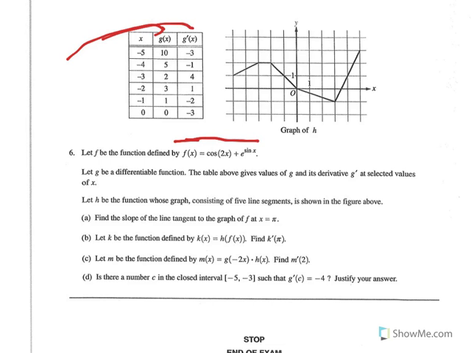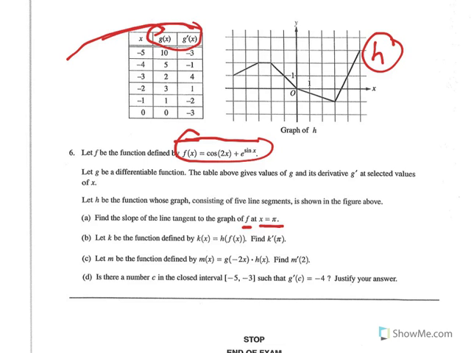And then there's another separate graph for h. So there's 3 functions involved here, and they're trying to keep you guessing. This function is h, this function is g, and this function is f. Okay, it says, let h be the graph. Find the slope of the line tangent to the graph of f at x equals pi.